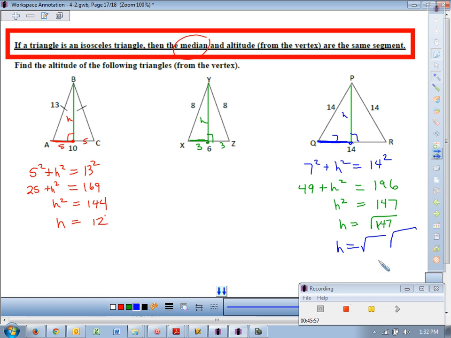Guys, I know I'm rushing because we're out of time, but you got to do that on your list. Just punch it in your calculator. I don't care if you know it mentally or don't know it mentally. Punch it in. 49 goes right here. How many times does 49 go into 147? 3 times. And we can simplify that because the square root of 49 is how much? 7 square roots of 3 is that height right there.